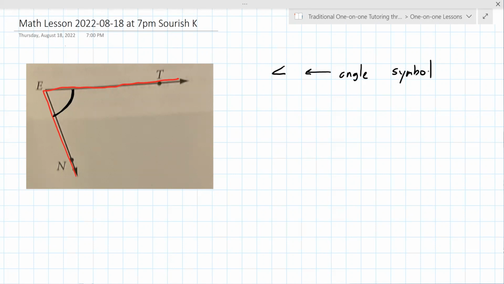Angles require three letters. And most importantly, the middle letter is the vertex. So in this case, E is the vertex. E is the middle letter.